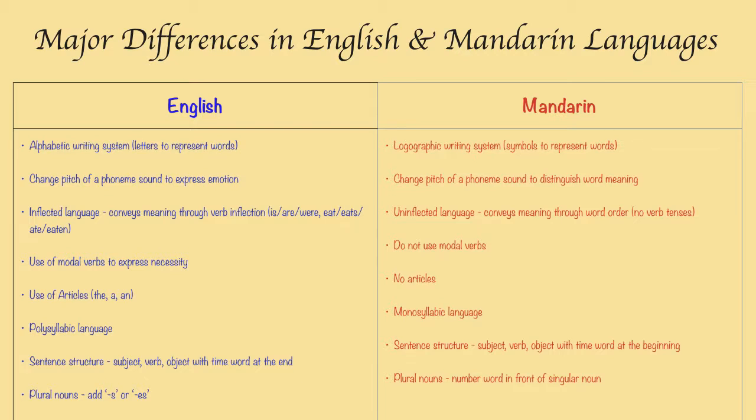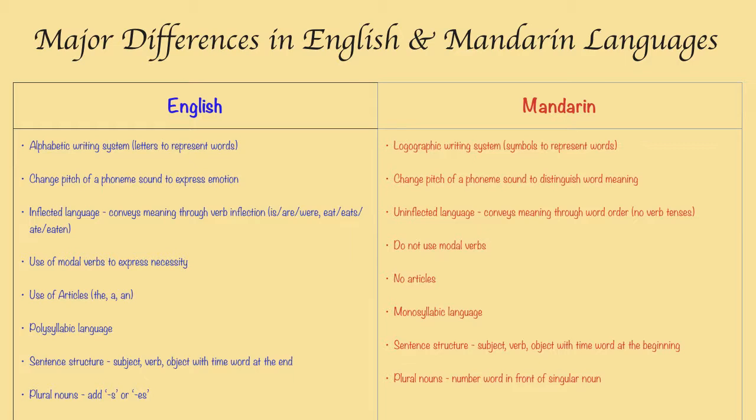In English, we use an alphabetic writing system where we use letters to represent words, whereas in Mandarin, they use a logographic writing system. In this type of writing system, symbols are used to represent words. Mandarin Chinese does not use syllables to write words as we often do in English.